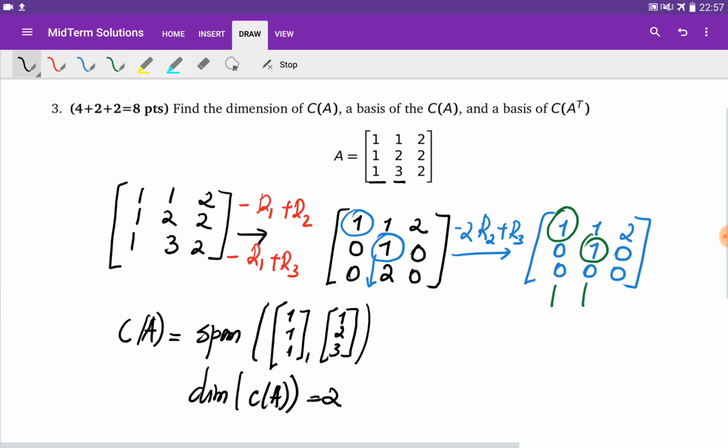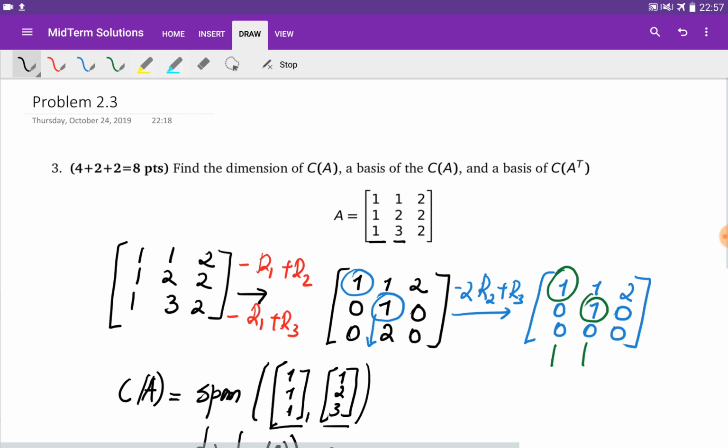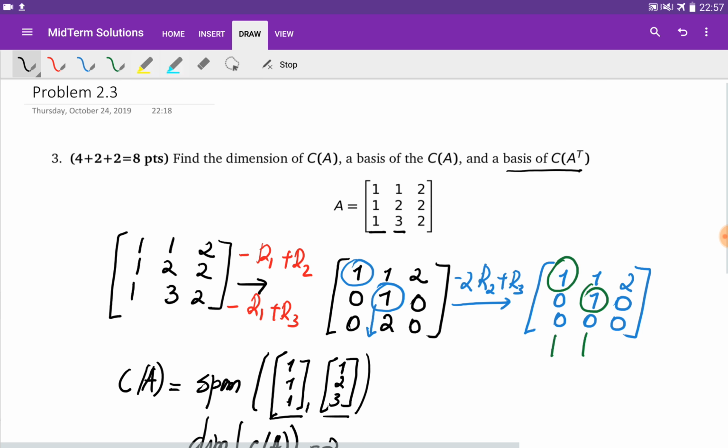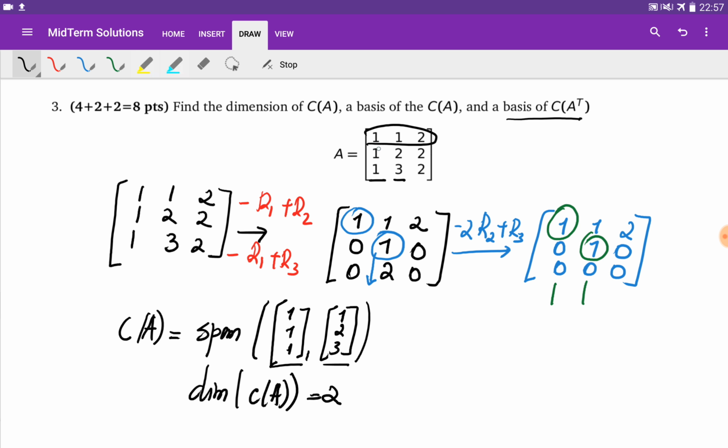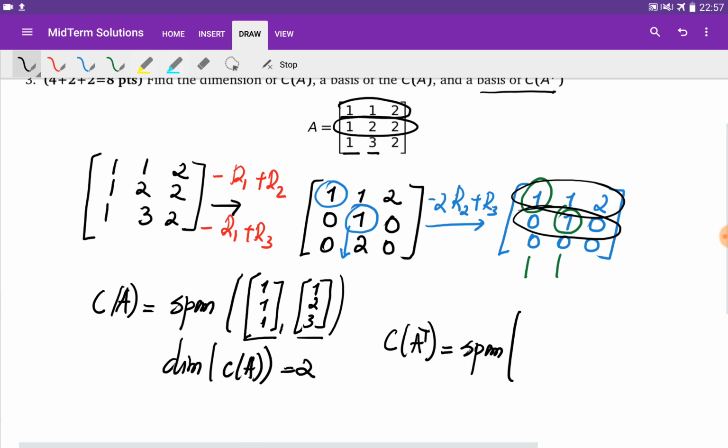And now the basis of the column space is going to be these 2 vectors. And the basis of the row space is going to be the first row and the second row, because in the reduced row echelon form, the first row and the second row have the pivots. So the basis of the row space is going to be the span of the first 2 rows. It's going to be 1, 1, 2, and 1, 2, 2.